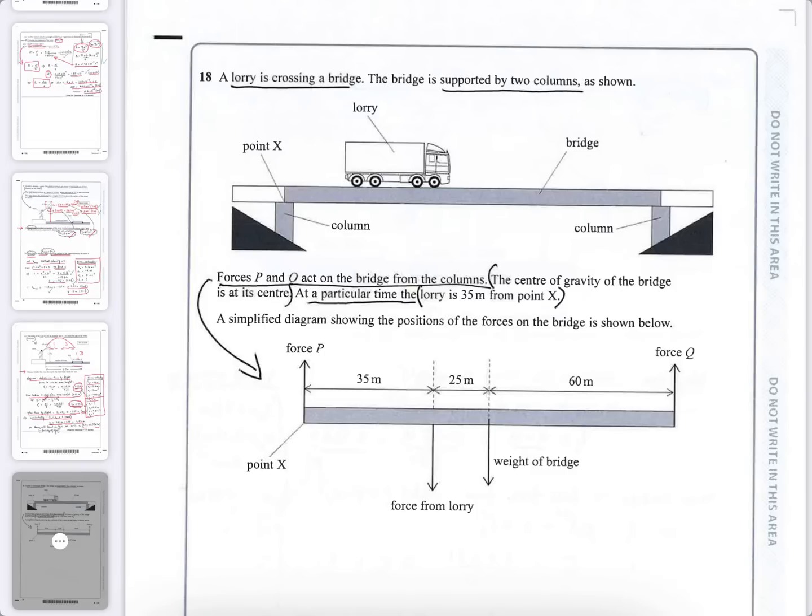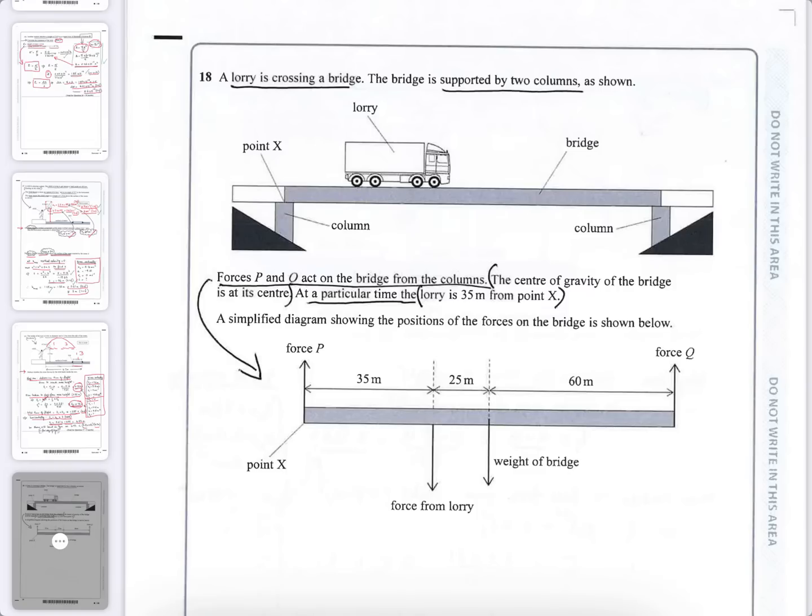Okay, so these 2 columns are taking the weight of the bridge plus the weight of the lorry in this case, or any vehicles driving across it. So the forces P and Q act on the bridge from the columns. The center of gravity of the bridge is at its center. That's because they are assuming that the bridge is of uniform thickness and uniform density.